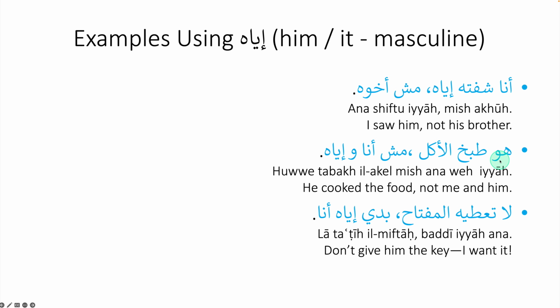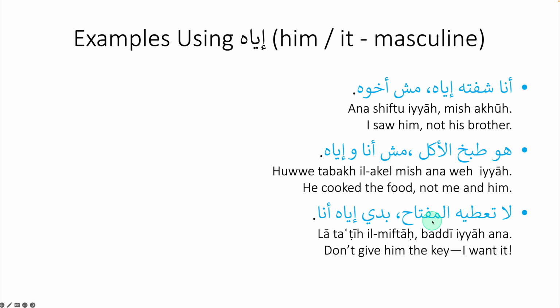Our second example, هو طبخ الأكل. He cooked the food. مش أنا وياه. Not me and him. So here we're putting emphasis that he did the dinner, or he cooked the dinner, or he cooked the food, not me and him together. So here we brought إياه to put more emphasis on the other person. مش أنا وياه, not me and him. It was just him by himself.